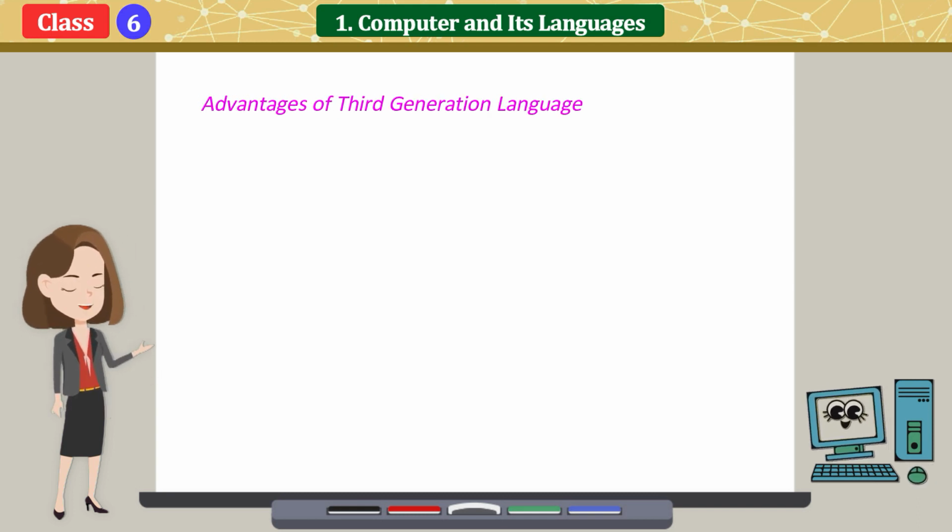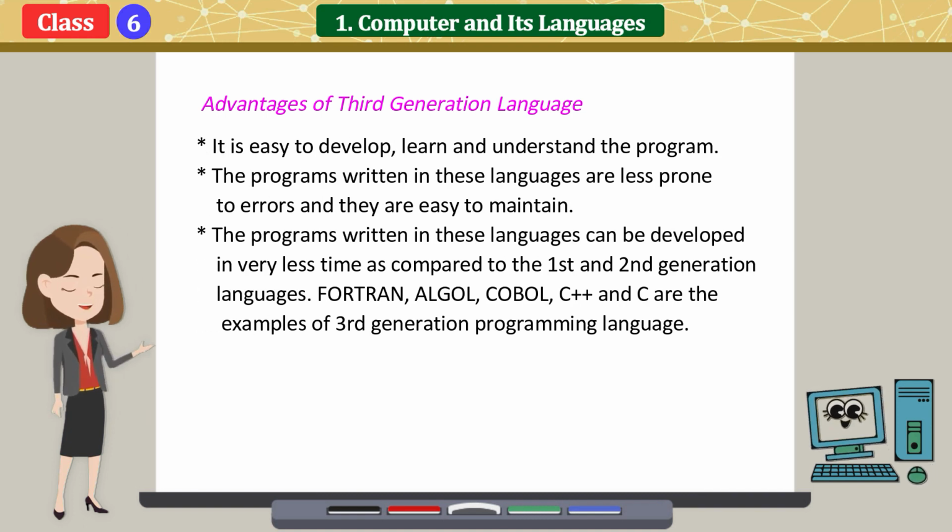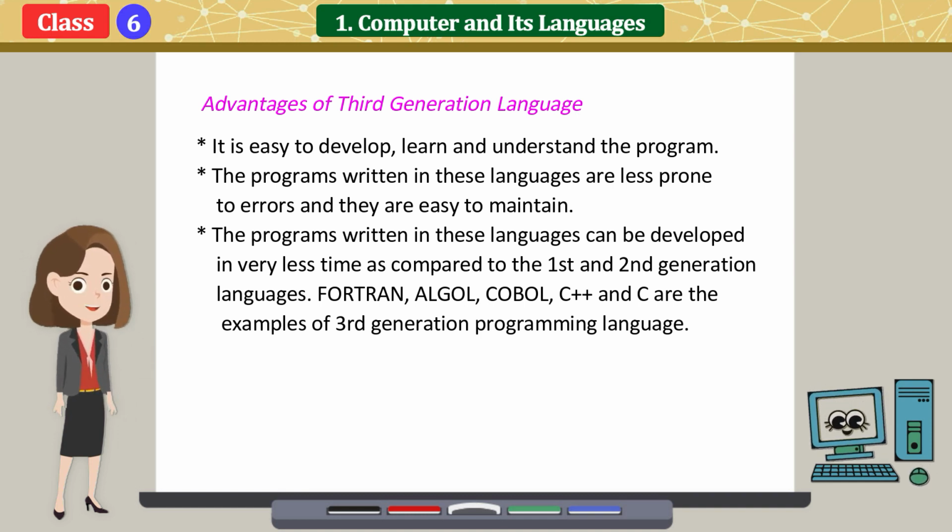Advantages of third-generation language. It is easy to develop, learn and understand the program. The programs written in these languages are less prone to errors and they are easy to maintain. The programs written in these languages can be developed in very less time as compared to the first and second generation languages. Fortran, Algol, COBOL, C++, and C are the examples of third generation programming language.